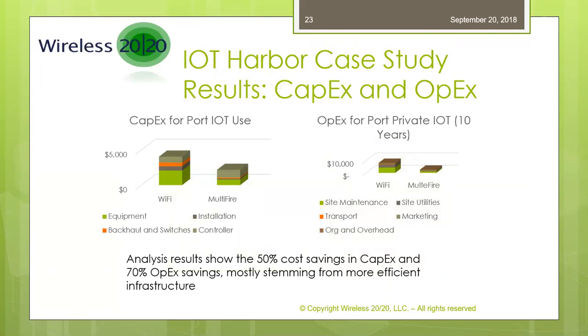Looking at each of the stacked bars here in the Capex case, we're looking at not only the equipment cost, but the cost of setting up backhaul, the cost of installation, and the cost of the controllers that we would have to include in the network. Similarly, on the Opex side, we're looking at maintenance, the cost of transport, the site utilities, and basically all the support costs to support the ongoing network.